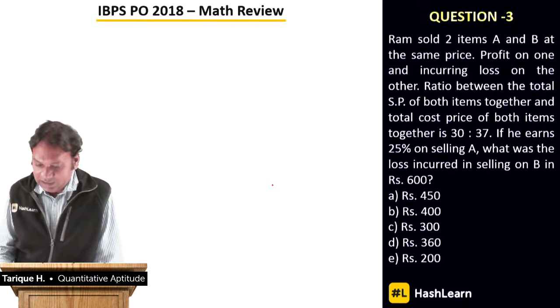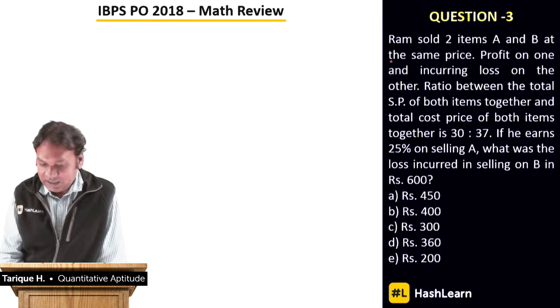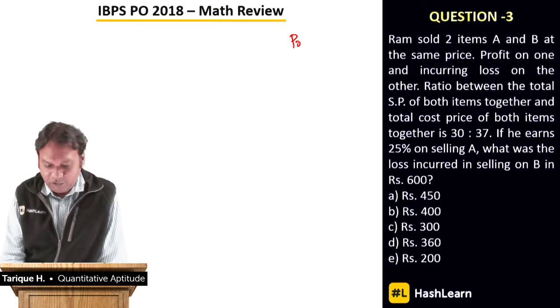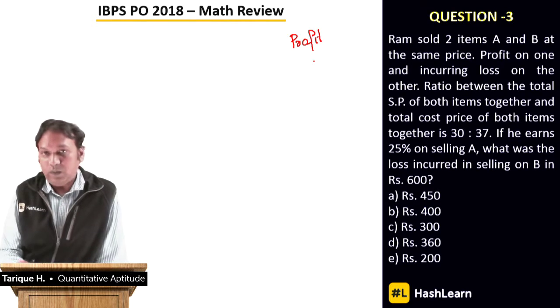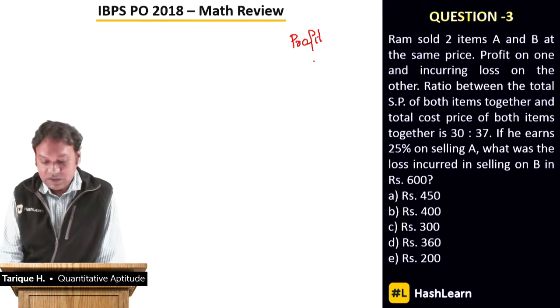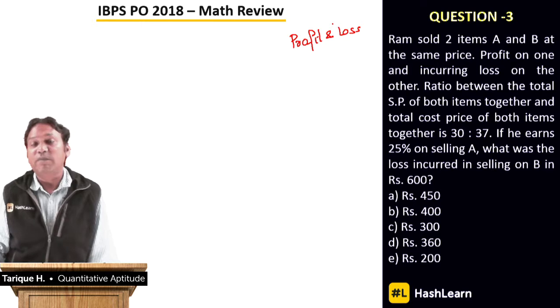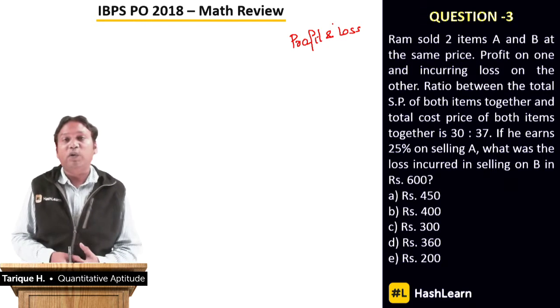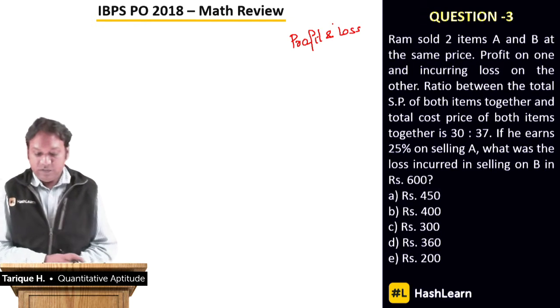Ram sold two items A and B at the same price. This is a question from the topic of profit and loss. So you can see the range of questions we have. One question was from speed, time and distance. Now this question is from profit and loss. And then one question was from percentage. So these are some of the very important topics from your exam point of view.